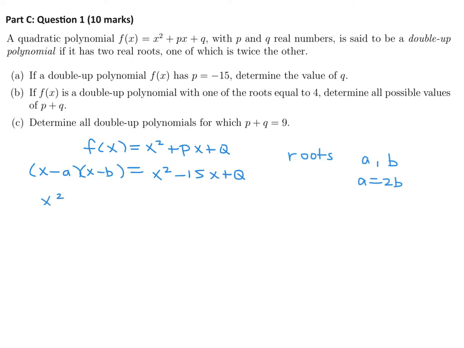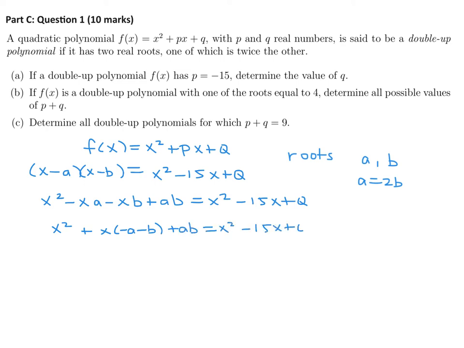So this will be x squared minus xa minus xb plus ab, and that, of course, is equal to this side. So if we collect like terms, we will get minus a minus b, and then plus ab. So now what we will do is compare the coefficients. In this, the coefficient in front of x is minus 15. On this side, the coefficient for x is minus a minus b. So those two coefficients are equal. So that means that 15 is equal to a plus b.